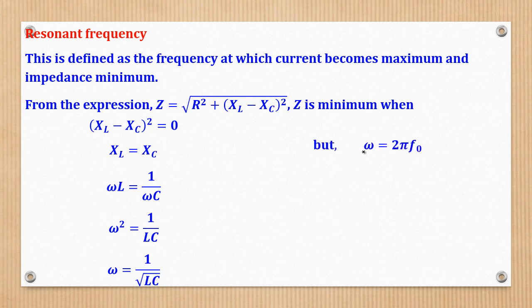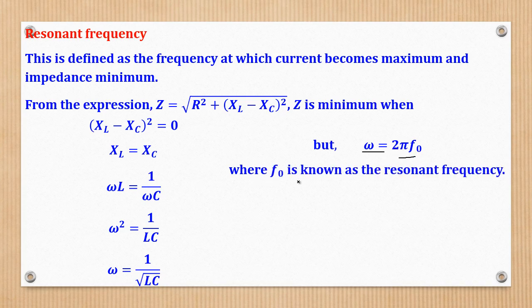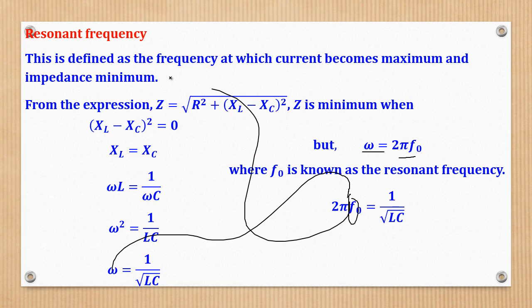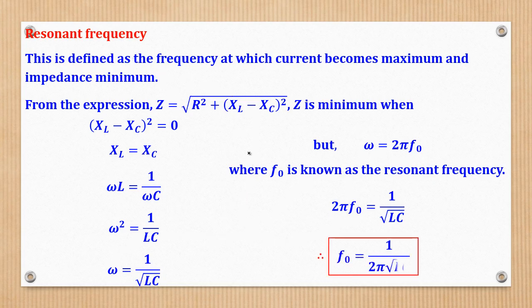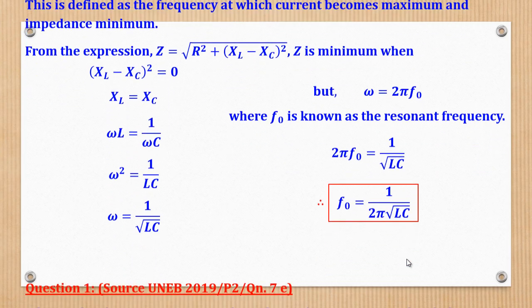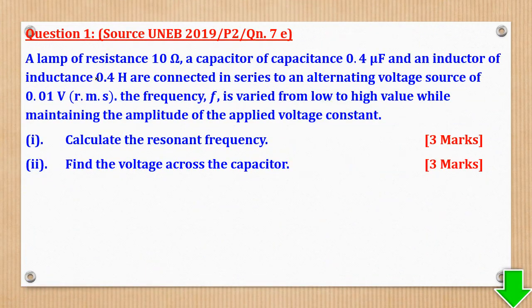Substituting for omega, we come up with 2 pi f naught. Now this f naught is what we call the resonant frequency. Making it the subject, this will be the formula for resonant frequency: 1 over 2 pi square root LC. So with that, we can go through this question.